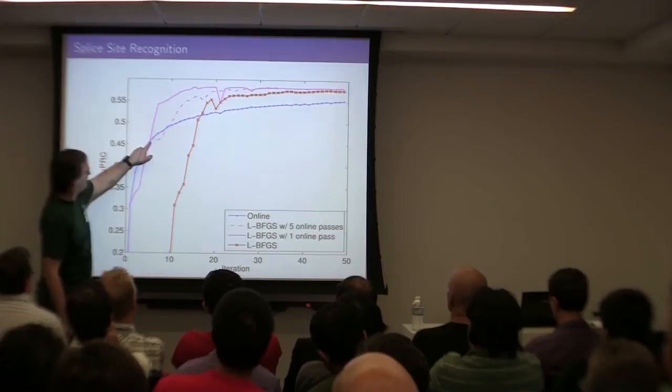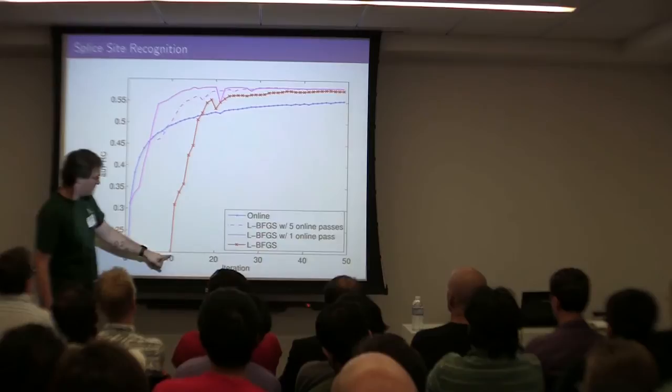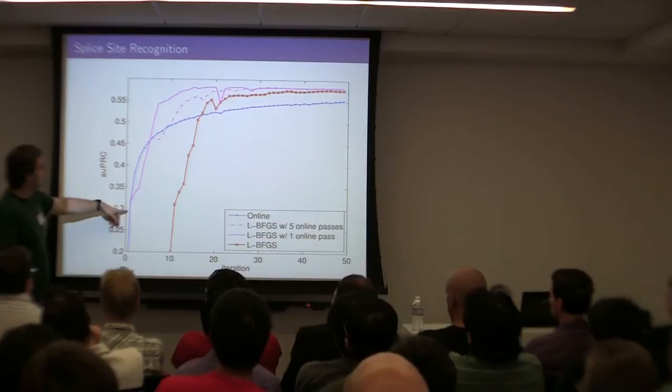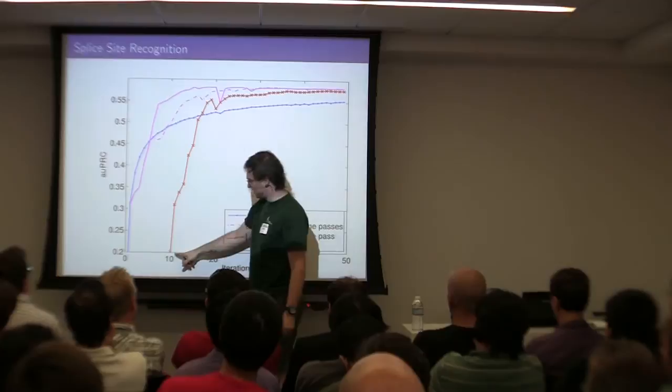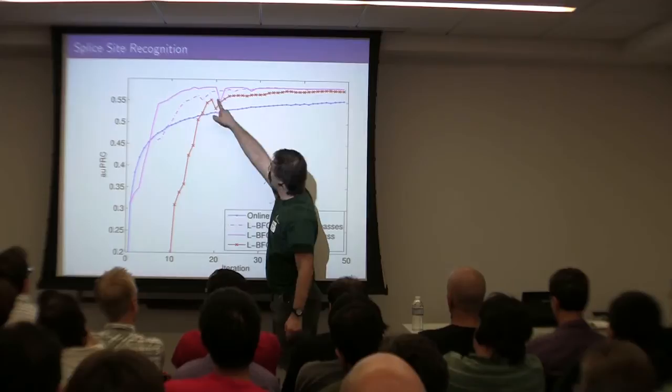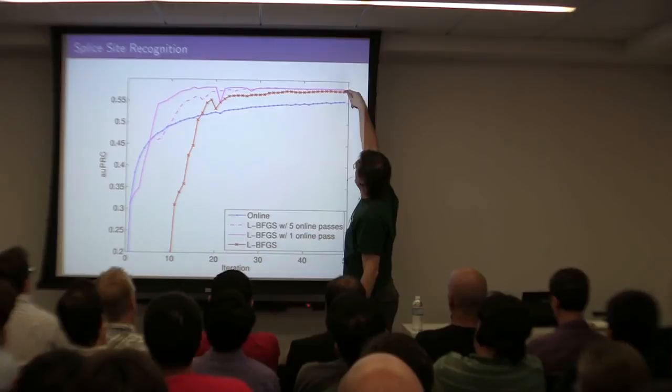Or you can switch over here. This is at 5 passes. Or you can just use LBFGS from the start. What we see here is that online learning is getting better and better, and still getting better out here, but the increment of improvement is not that great. You can see that LBFGS is just terrible for the first 10 iterations, and it only starts to really kick in around 20 iterations. Then it gets better and better. It's still getting a little bit better up here, but it's not yet there.